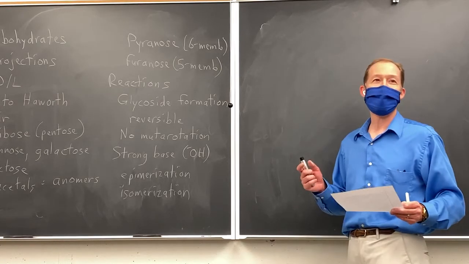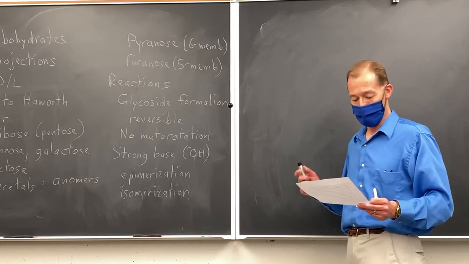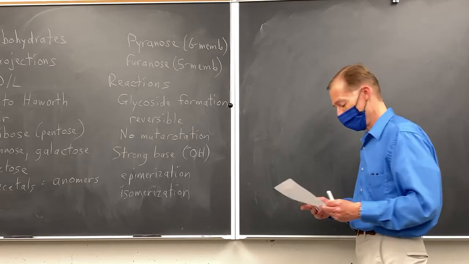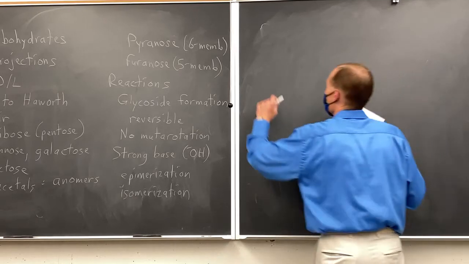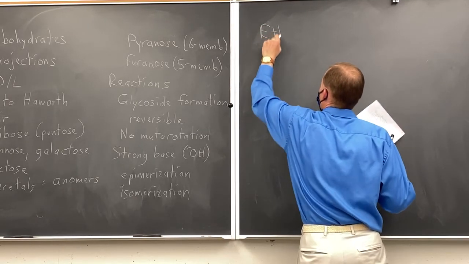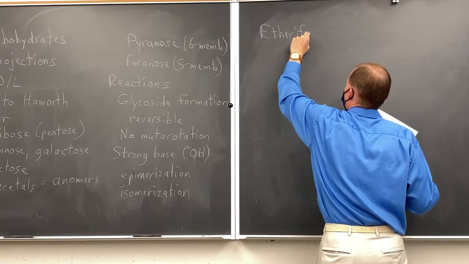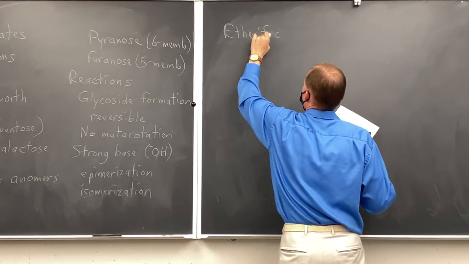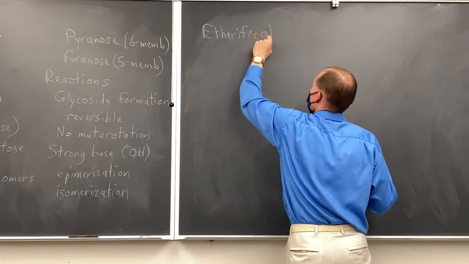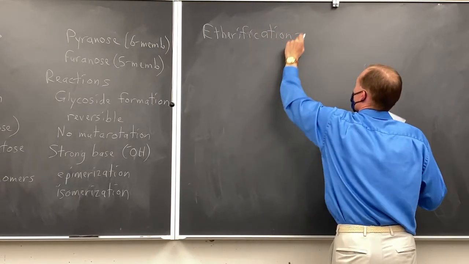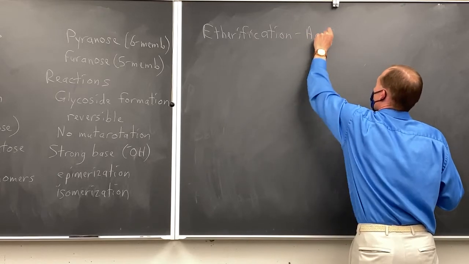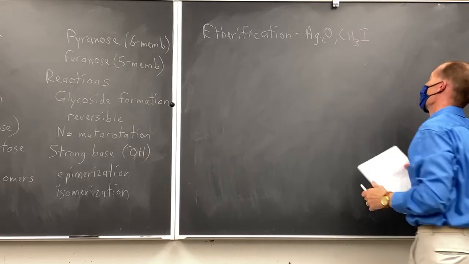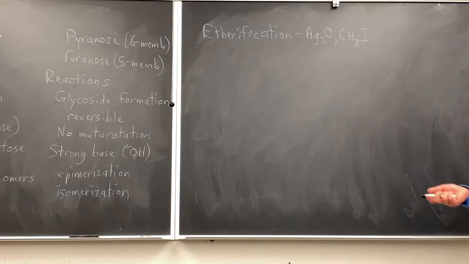This is the reason why we cannot make ethers from monosaccharides using the typical Williamson etherification reaction. So the etherification of monosaccharides is different. We have to use silver oxide. Usually we're making methyl ethers, so we use iodomethane in the process.